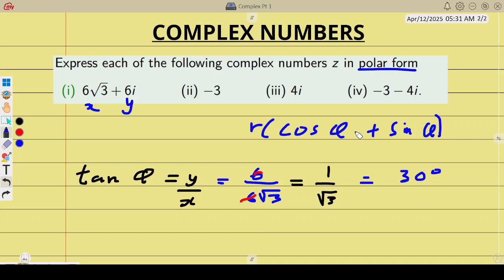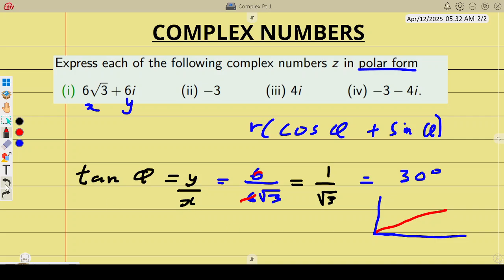But you have to check the quadrant so that you know what to put exactly here. So if we plot this, x is positive and also y is positive. So meaning this angle 30 is in the first quadrant. So the full x-y plane is this. So now it simply means it's in the first quadrant.